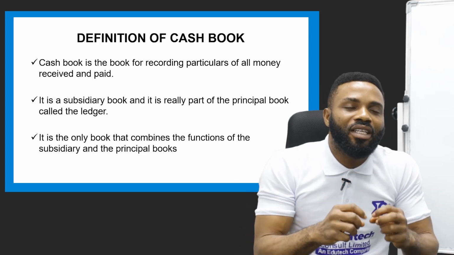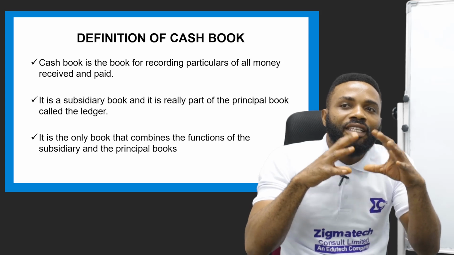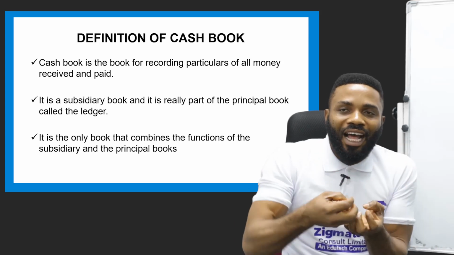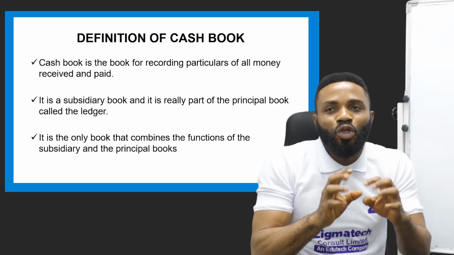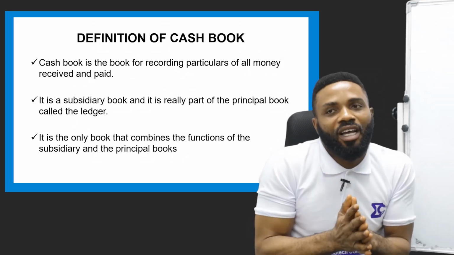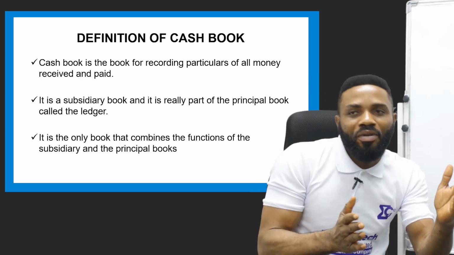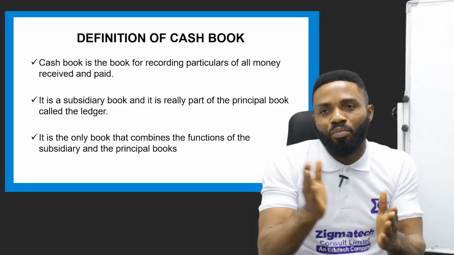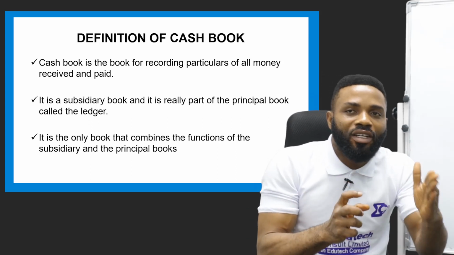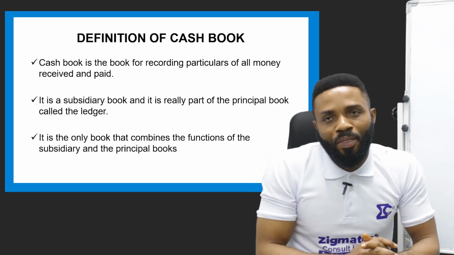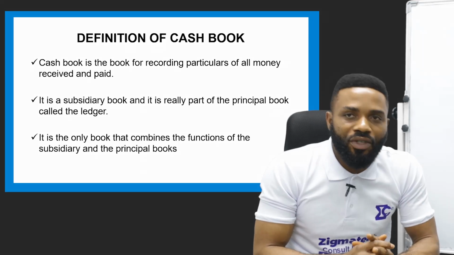What I mean by particulars is the things, the items that are used in the transaction. Particulars are simply what we use to describe the nature of transaction, because all the transactions are not the same. A transaction may be different from the other, like sales is different from purchase. So particular is actually used to describe one transaction from another. So cash book is the book for recording particulars of all money received and paid.